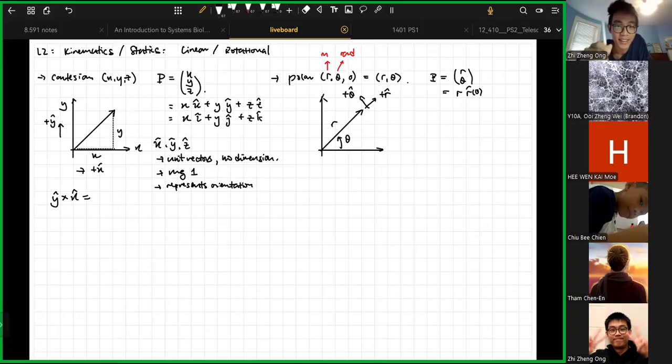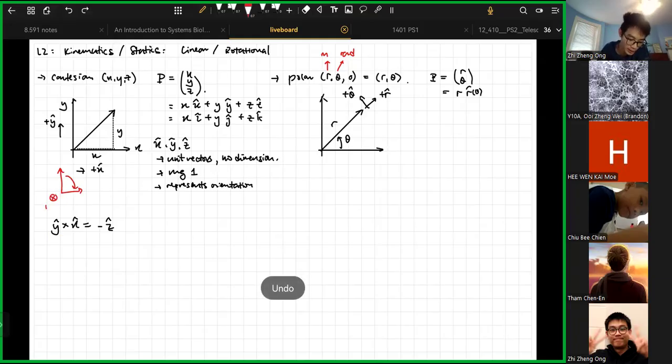It's not z. It's negative z. That is right. Thank you for catching yourself. So, why is it negative z? Let's remind ourselves. You use a right hand rule. You put your right hand in the direction of y, and then you cross it in the direction of x. So, where does your thumb end up? Your thumb ends up into the page. So, the thumb ends up in the y cross x direction.